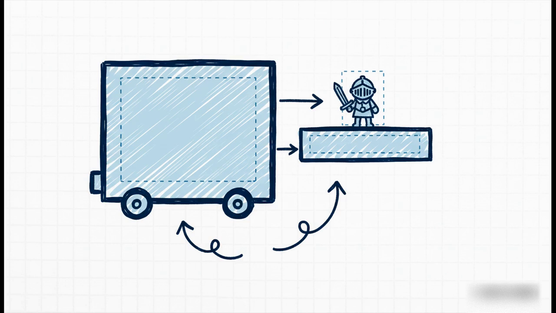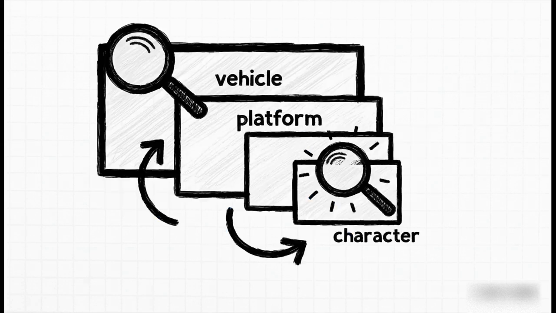Imagine your character is standing on a platform, which is inside a moving truck, which is on a moving ship. Checking for collisions across all those nested layers gets really complicated, really fast. But recursion handles this beautifully. So here's how it would work.